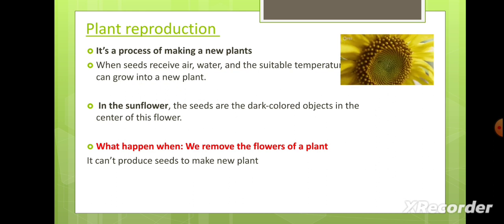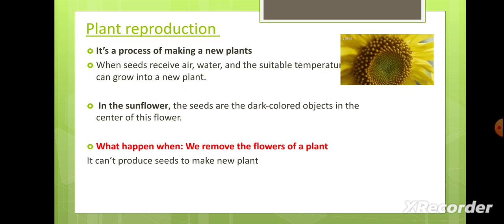What is the definition of plant reproduction? It's the process of making new plants. So how do plants make new plants, or how can they reproduce? When the seeds receive air, water, and suitable temperature, they can grow into new plants.